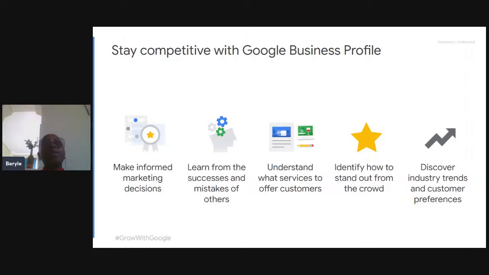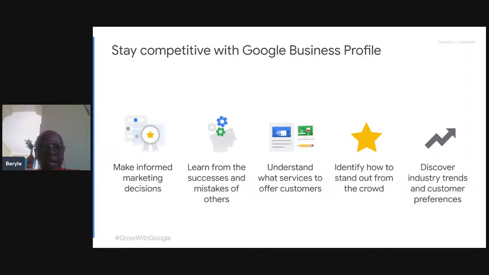All right. And when I'm emulating that, I can also find a way to come up with my unique selling point. All right. And it's very important to have a unique value proposition for your business because it is what makes you stand out from the rest of the people who are in the same industry as you. All right. So you also learn from the successes and mistakes of others.